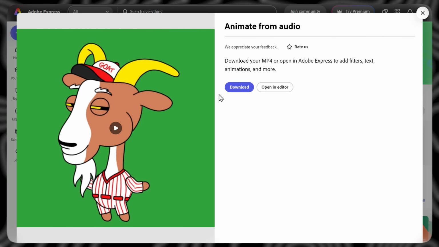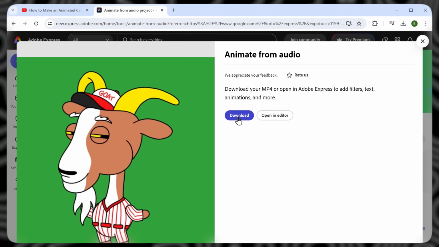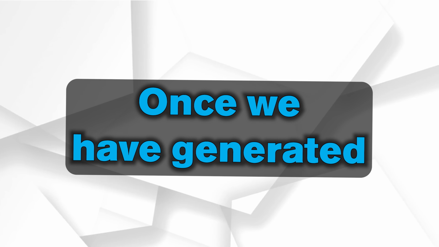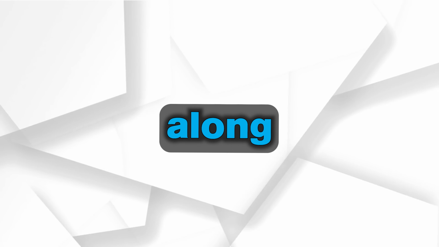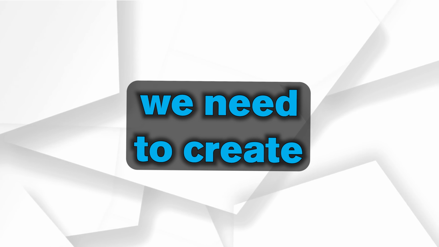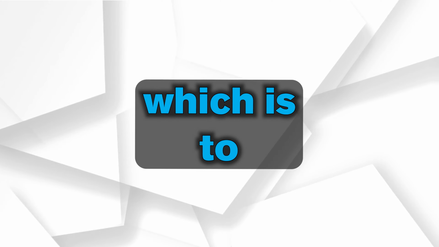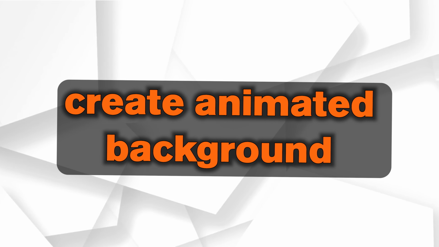So let's download it and repeat this process for all the dialogues of both Bunny and Goaty and save them. Alright, once we have generated all the characters for our video along with the voiceover, we need to create an animated background to place these characters. So let's go to the next step, which is to create an animated background for the video.